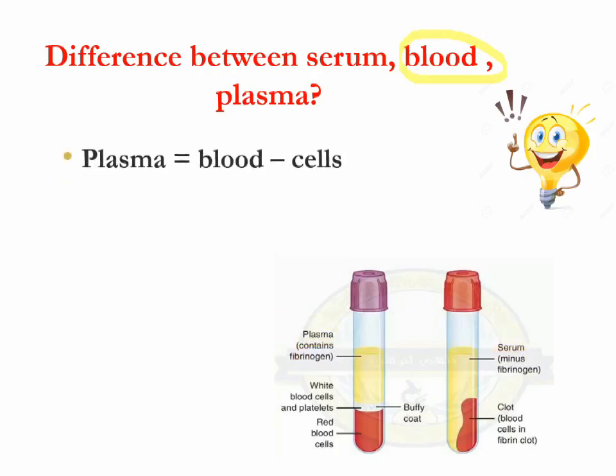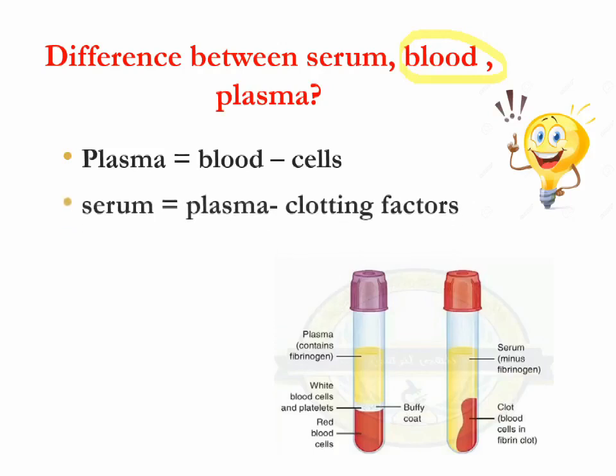So here your plasma is equal to your blood minus the cellular portion. So you removed the red blood cells, the white blood cells, and the platelets, and the remaining part is the plasma, which is the fluid portion. And here your serum equals the plasma minus clotting factors.